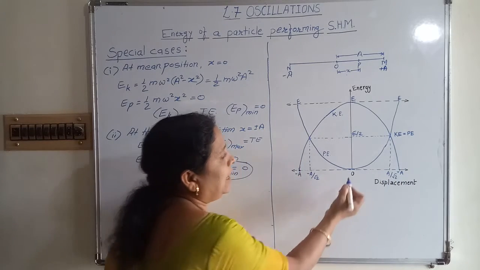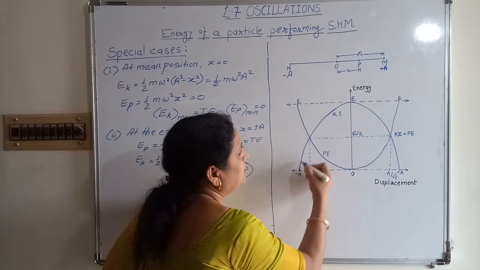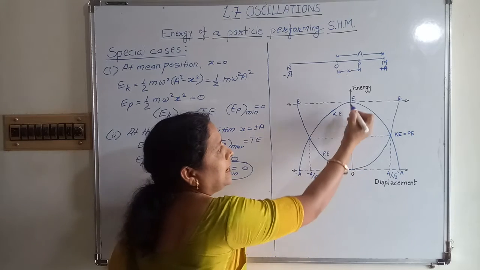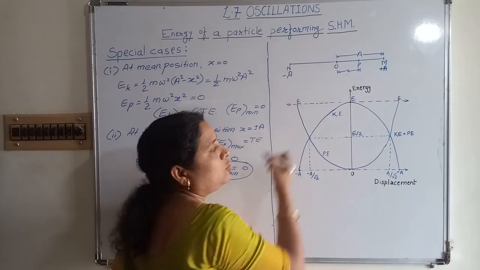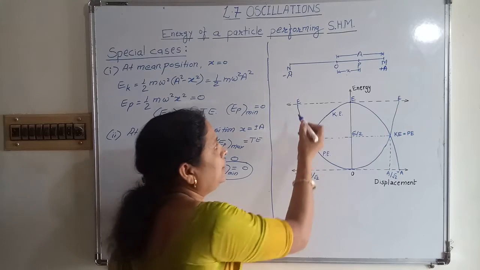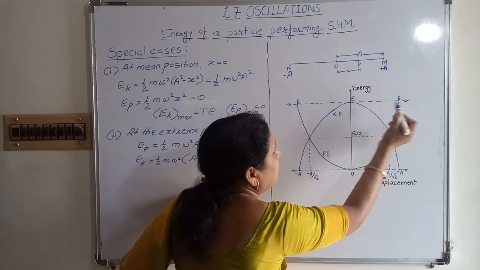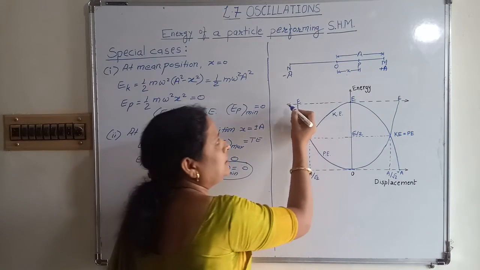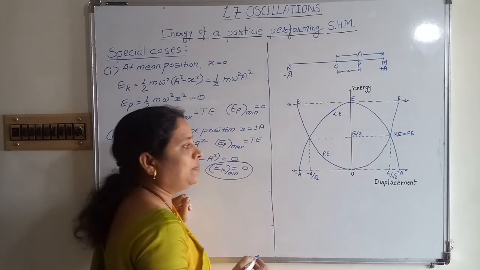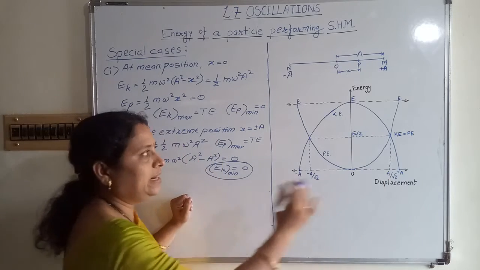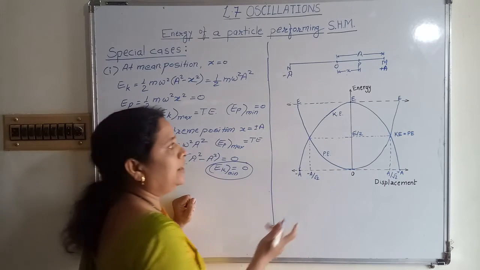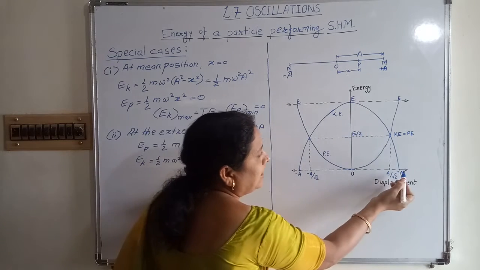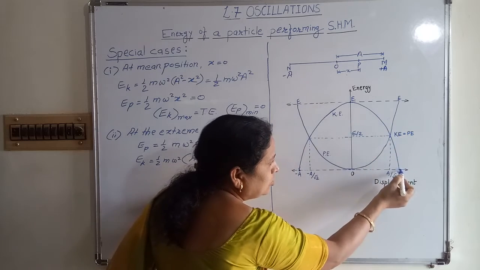At the mean position, this curve represents the graph of kinetic energy. At the mean position the kinetic energy is maximum, equal to the total energy. This dotted line represents the total energy and it is always constant. So we get a graph that is parallel to the x-axis at any displacement, and the kinetic energy is maximum at the mean position and minimum at the extreme position. So see how this graph decreases.